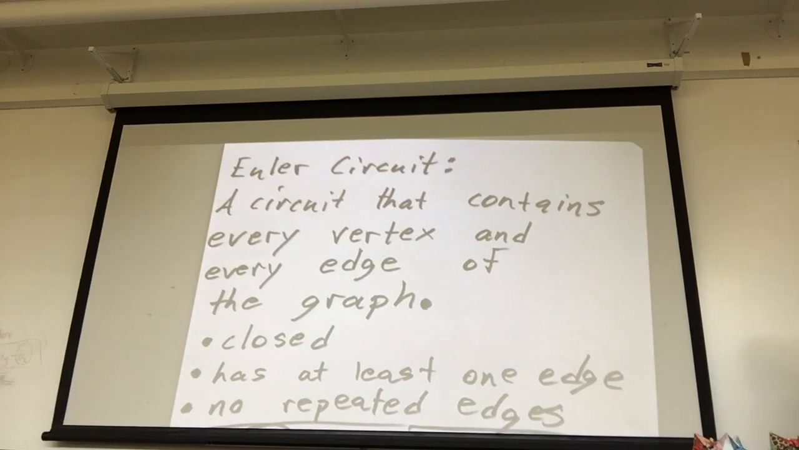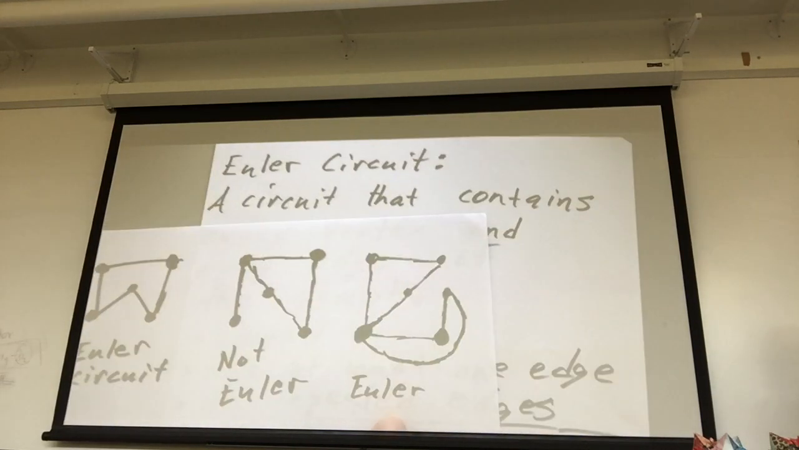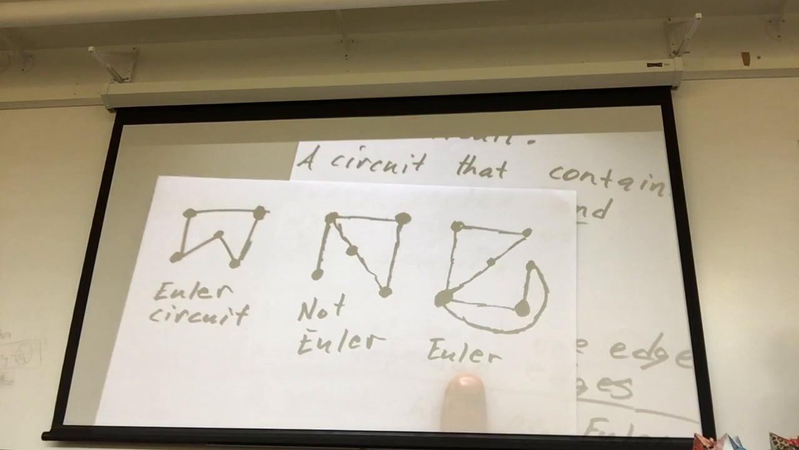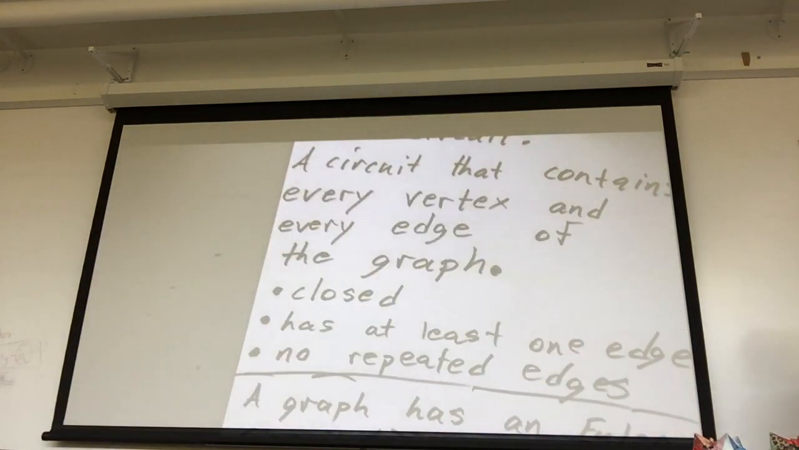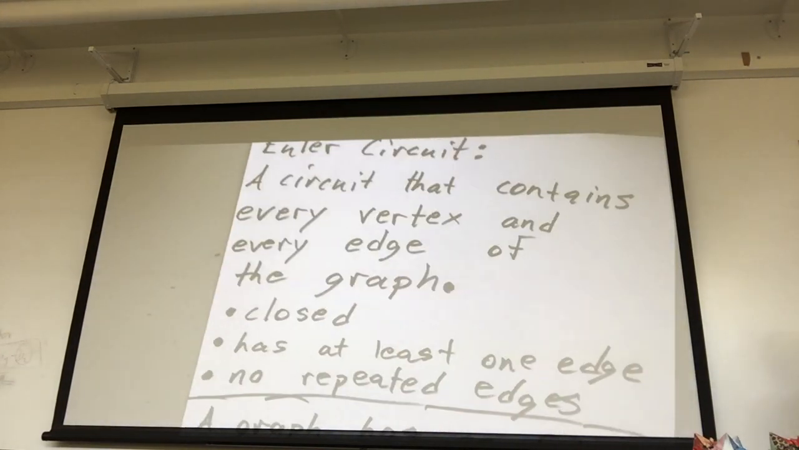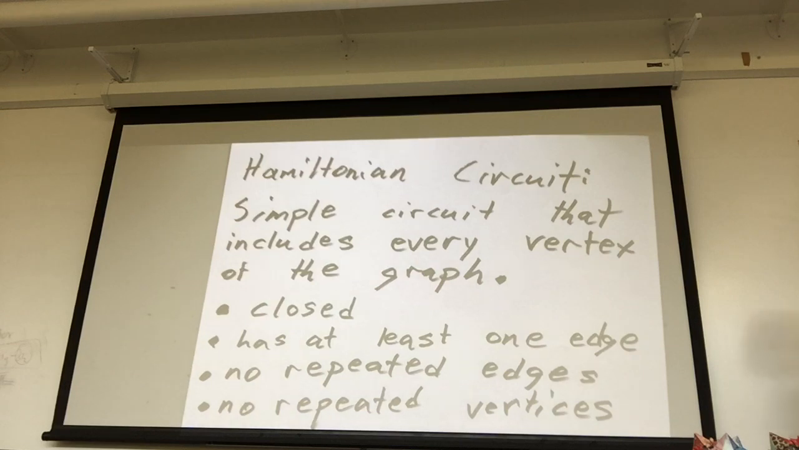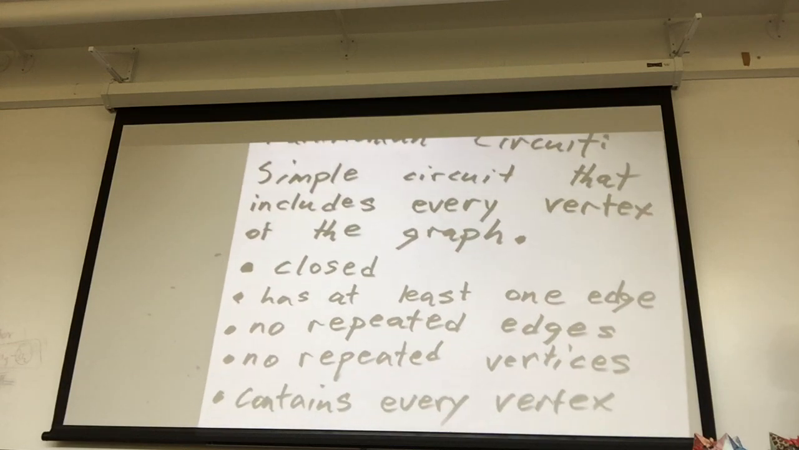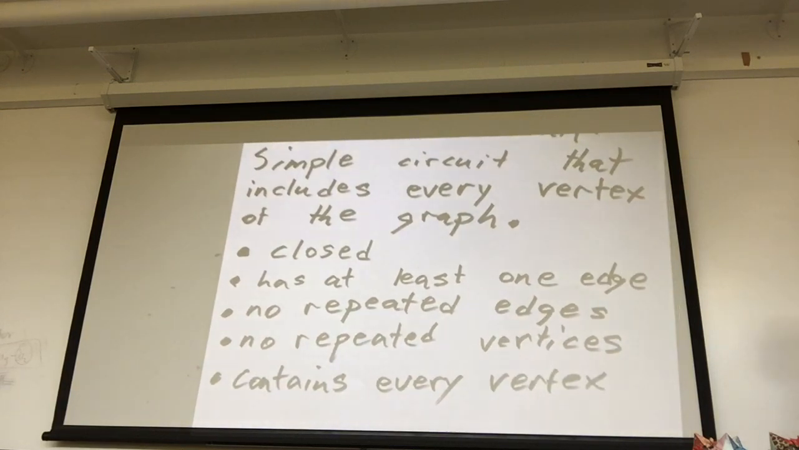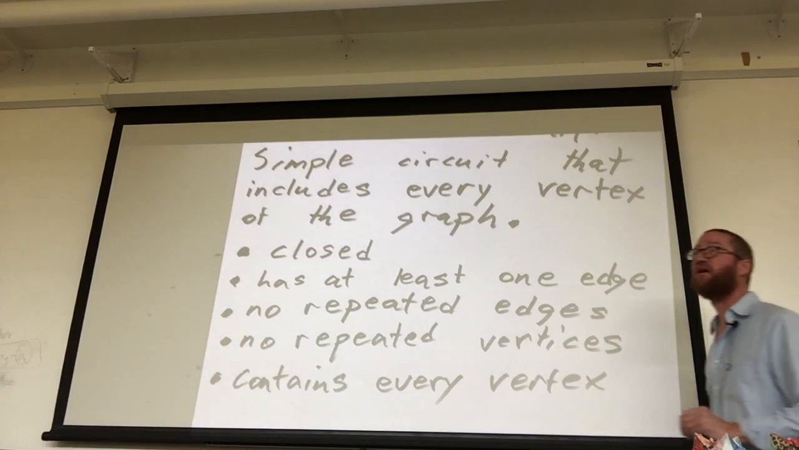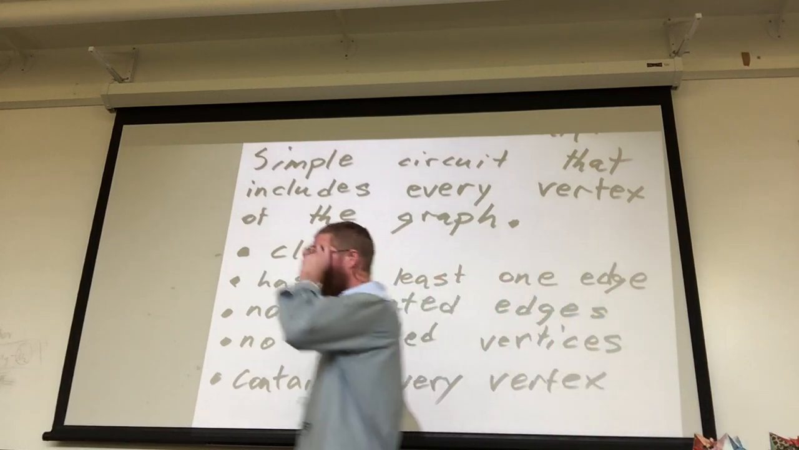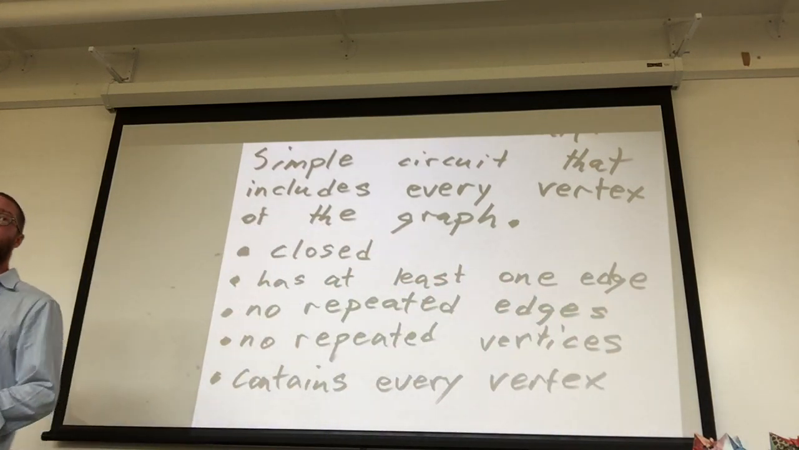So when we were dealing with, like this one right here, this is Euler, and you hit a vertex more than once, okay? For a Hamiltonian circuit, you're not going to repeat any of the vertices, and you don't have to hit every edge of the problem. But you do need every vertex. The other one required every vertex and every edge, but allowed for repeats of the vertices.